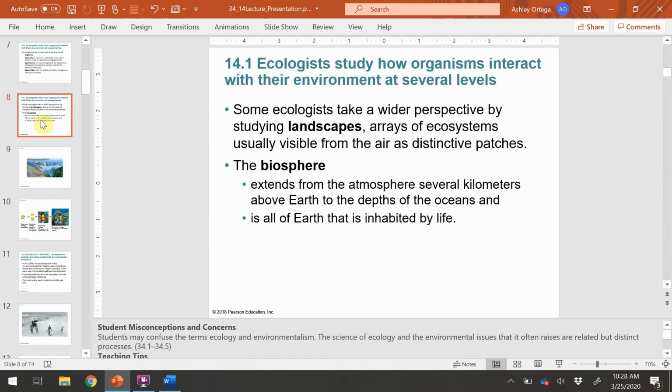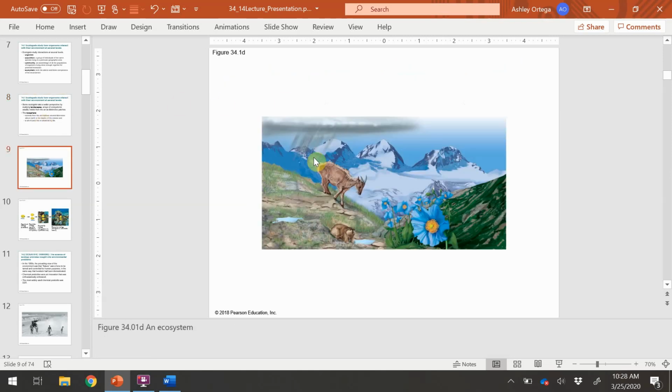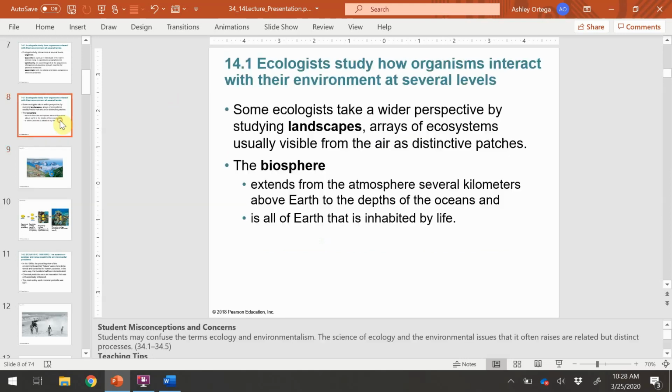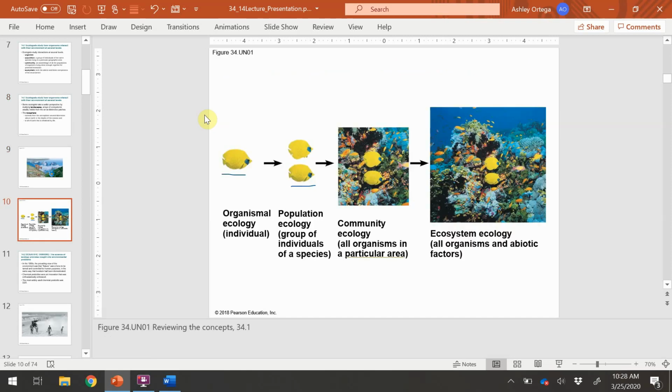And then in terms of levels, it does go bigger. So with multiple ecosystems, you can form landscapes. So if you imagine in this next image, you have mountains and then you have grasslands. So those are two different ecosystems right next to each other. So that would make a landscape. And then biosphere, which is the whole entire Earth. And so that completes the different levels, but we'll focus on here these four: organismal, population, community, and ecosystem.